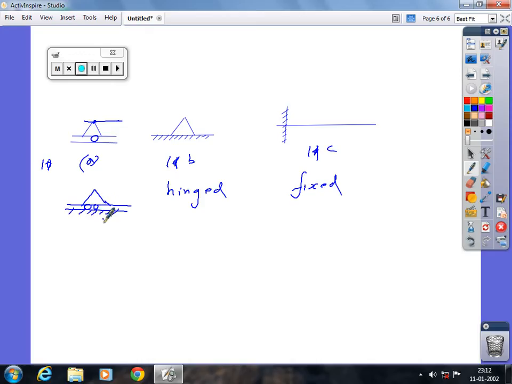A roller support is represented by means of a triangle and a circle, as shown in diagram 11A.